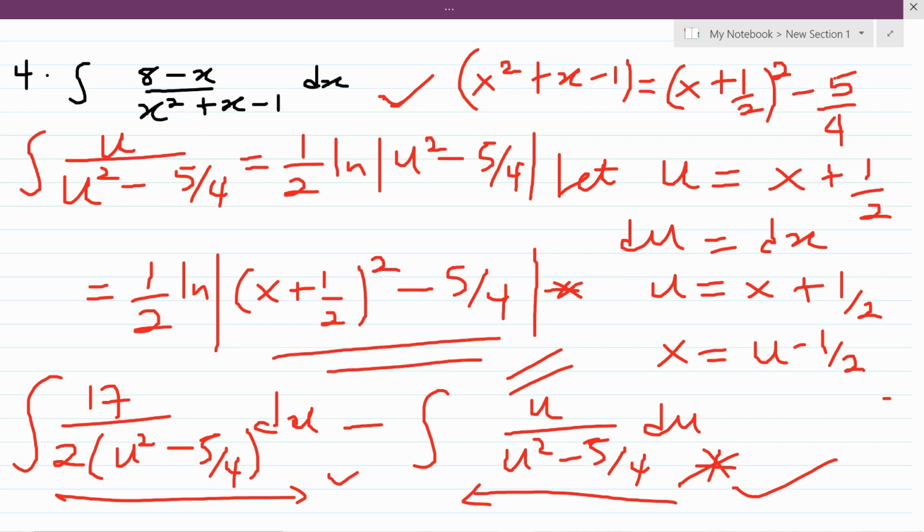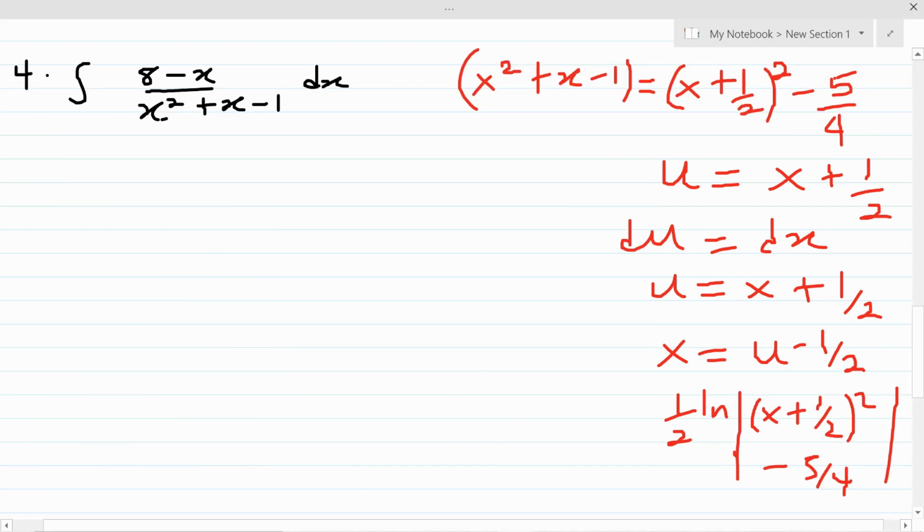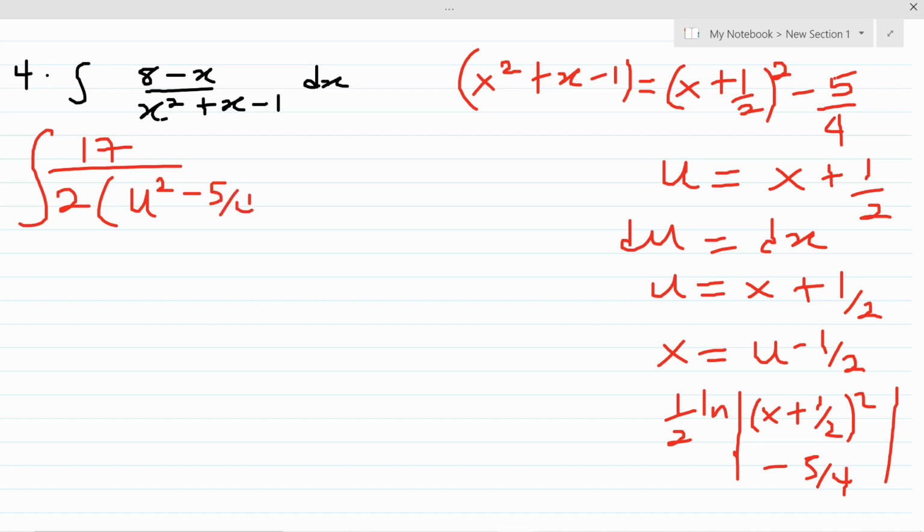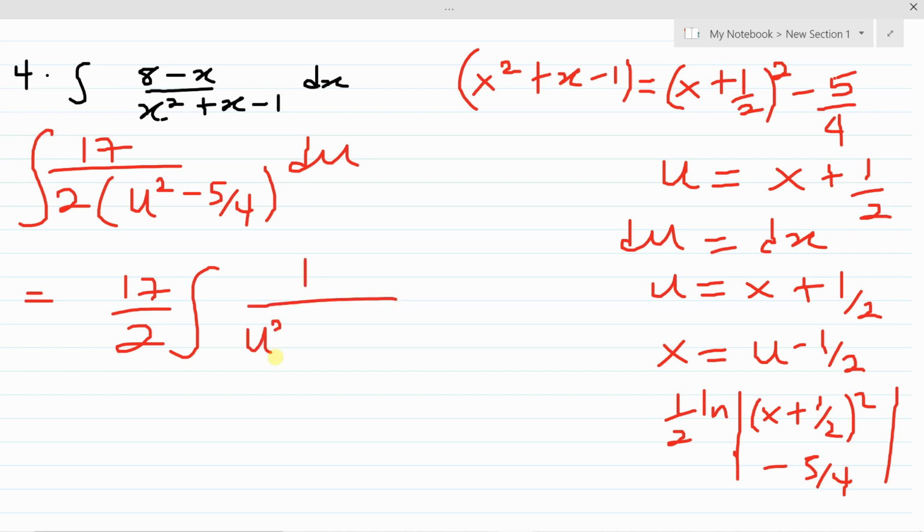Alright, so this answer I'll put somewhere for you. Okay, so this is the other part, the hardest part. So let's look at this. This integral is the same as 17 over 2 out, integral of 1 over u squared minus 5 over 4 du. Okay, so the only part you should concentrate on is the integral part.